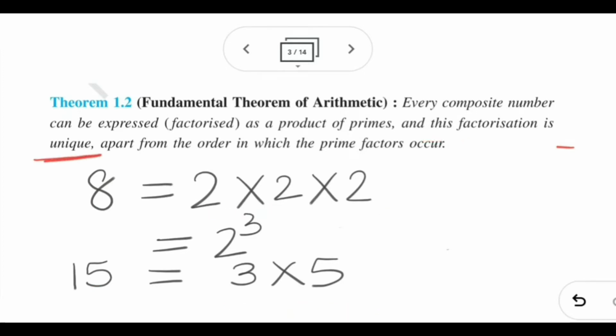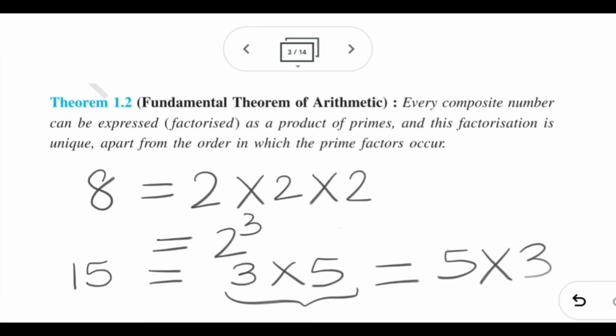And this factorization is unique. Now what does this mean? Now I can either write 15 as 3 into 5 or I can also write 5 into 3. I have just changed the order of the prime numbers. Here 3 is written first, then 5. Here 5 is written first and then 3. So this theorem says the same thing, that this factorization is unique. Both are the same. There is nothing different in these two factorizations, only the order in which the prime factors appear is different.